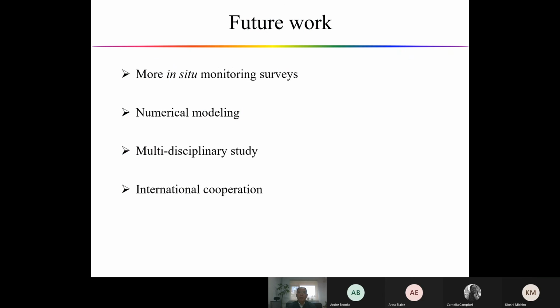Last but not least, a lot of future work is needed in order to fill these scientific gaps. We are saying there should be more in situ monitoring surveys, also numerical modeling, as well as multidisciplinary study and international cooperation.